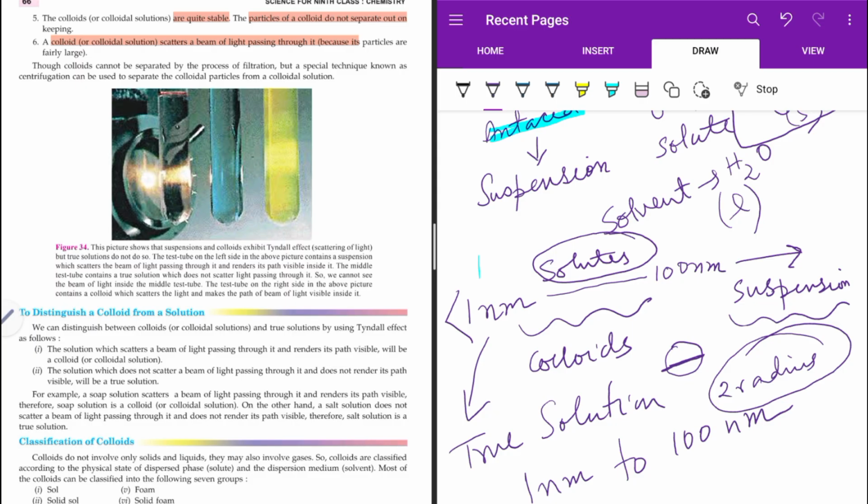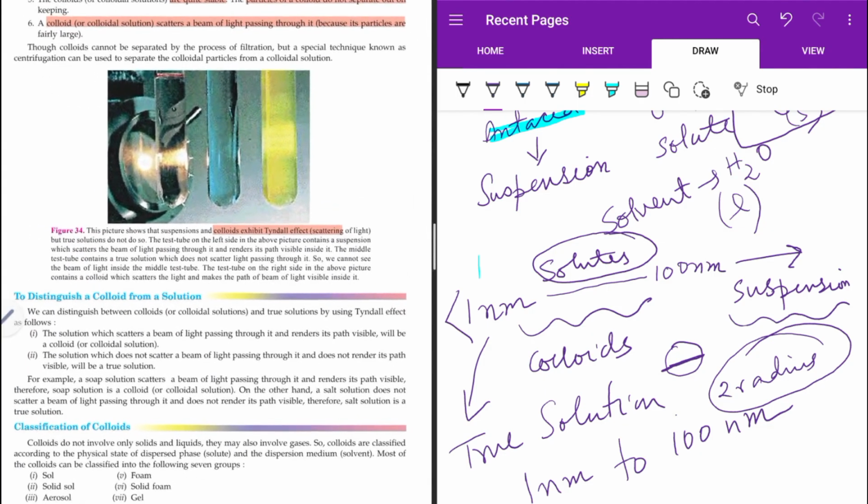Now this figure, the picture, shows the suspension and colloids. It is showing suspension, colloids, and the Tyndall effect. See, a torch is being lit, no? So when you see a colloid or a suspension, the path of the light is visible, but for a true solution, the path of the light is not visible. This is showing the difference in the properties of true solution, colloids and suspension.